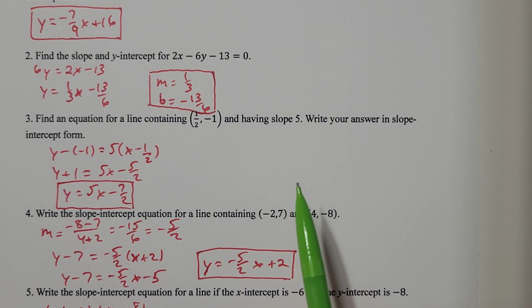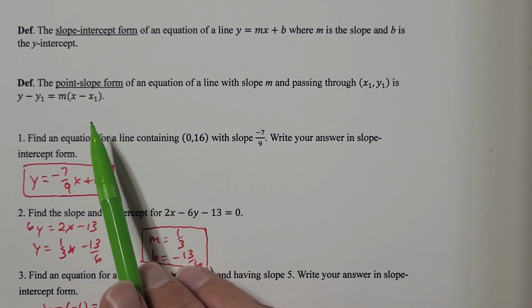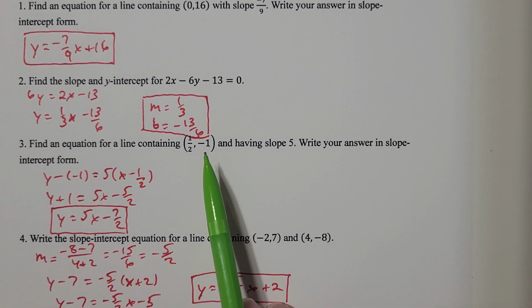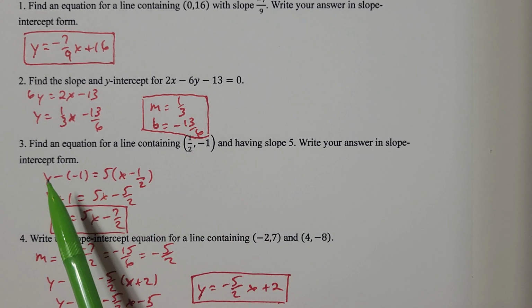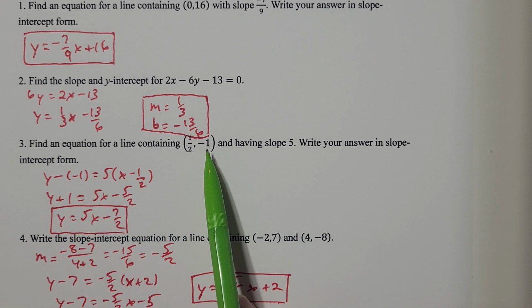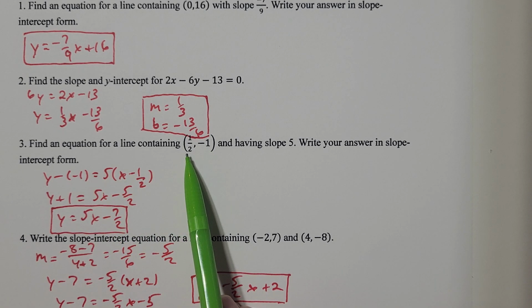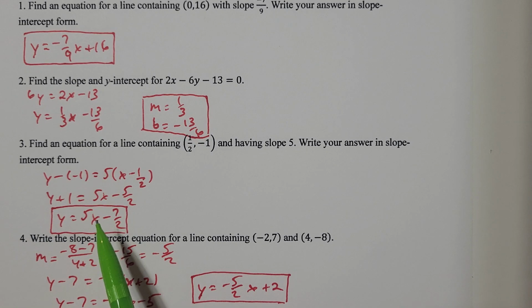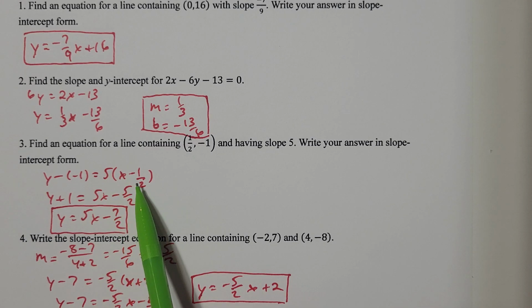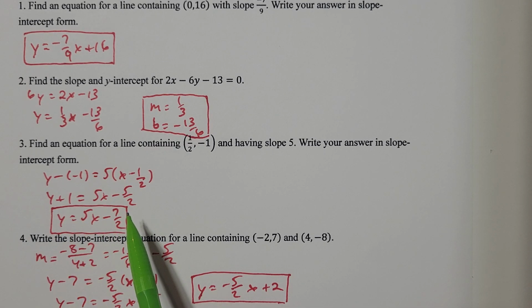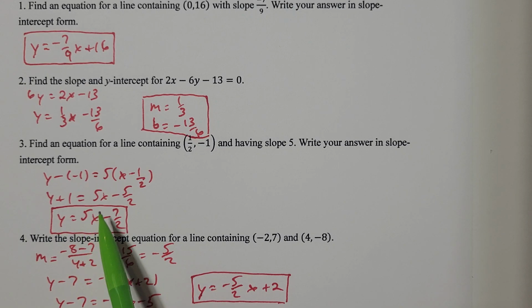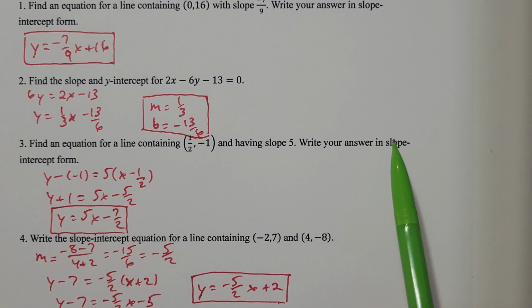Let me begin by using the point-slope equation. Okay, I know a point on the line and I know a slope. So y minus y1, which is negative 1, equals the slope, which is 5, times the quantity x minus 1/2, which is x1. Okay, and then I need to solve for y. So I need to get this in the slope-intercept form. Y plus 1 is equal to 5x minus 5/2, and if I subtract 1 from both sides, y is equal to 5x minus 7/2. That'd be the answer there. Okay.